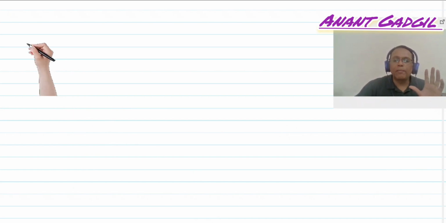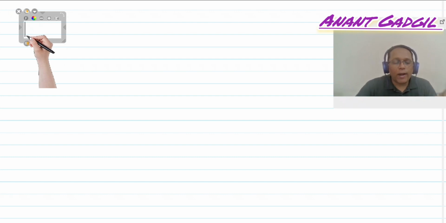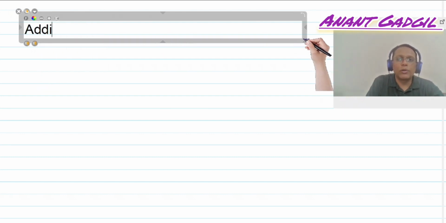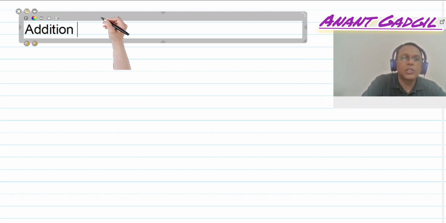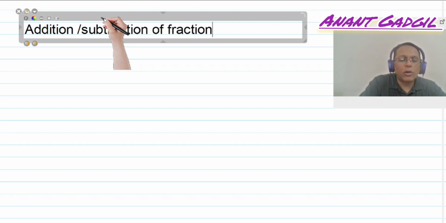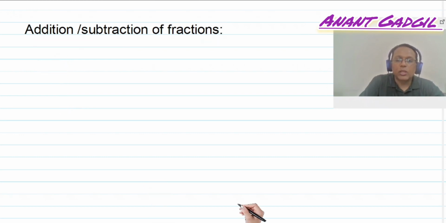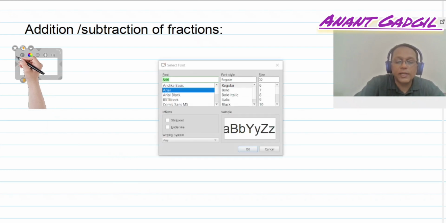Okay students, today in this video we are going to see how to add or subtract fractions and how to multiply and divide fractions. First we are going to see addition or subtraction of fractions. For that there are two types actually. When the denominator is same, the method is different. If the denominator is not same, then the method is different.